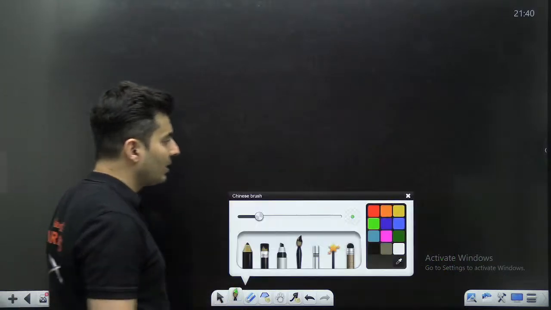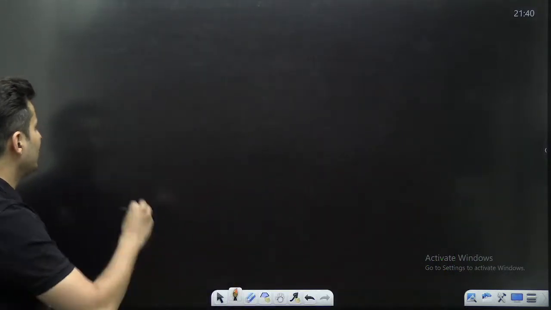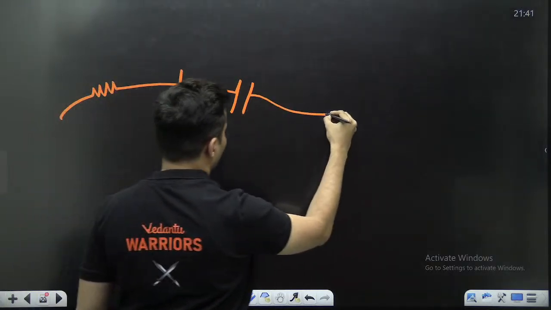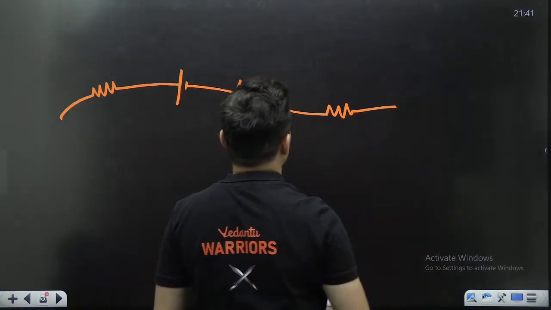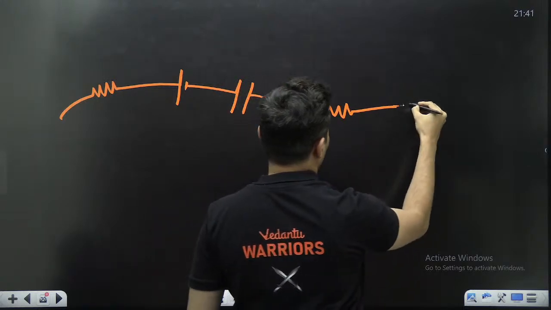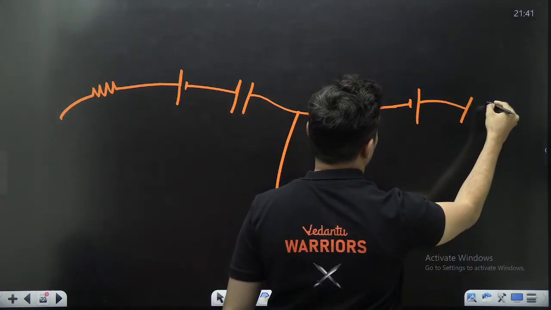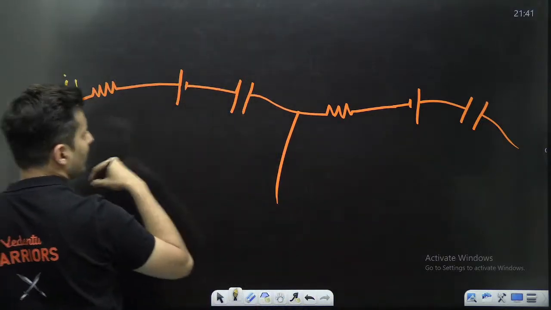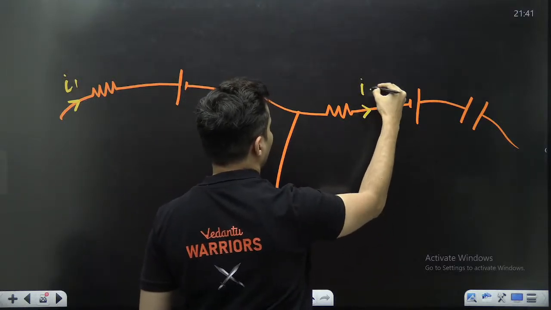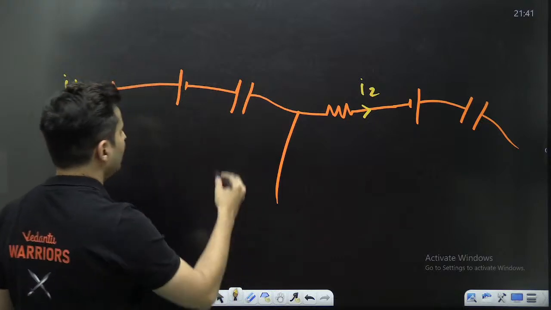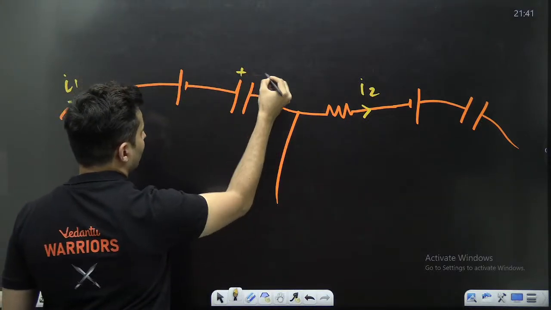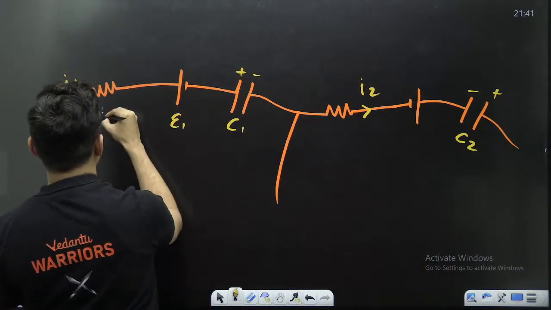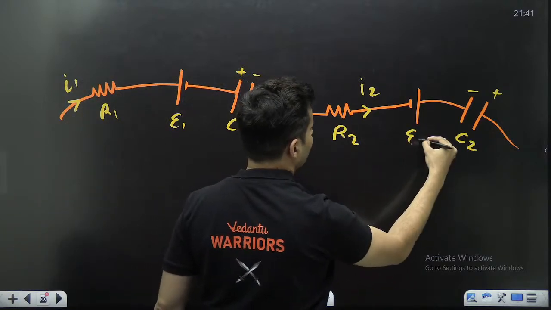Then when you talk about Kirchhoff's current law and voltage law, many students have this confusion. Like say for example, you have a resistor, you have a battery, you have a capacitor, and then you again have a resistor, let's say like this, and then let's say you have a battery, and then let's say you have a capacitor, something like this, and maybe the current is going like this, I1 over here, and is going like this, I2 over here. Okay, and let's say this is the positive terminal, this is negative, this is negative, this is positive, this is C2, this is C1, this is E1, this is R1, this is R2, this is E2.